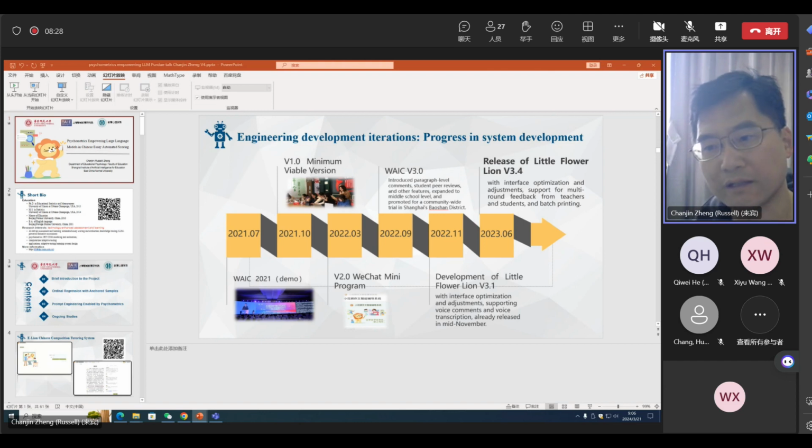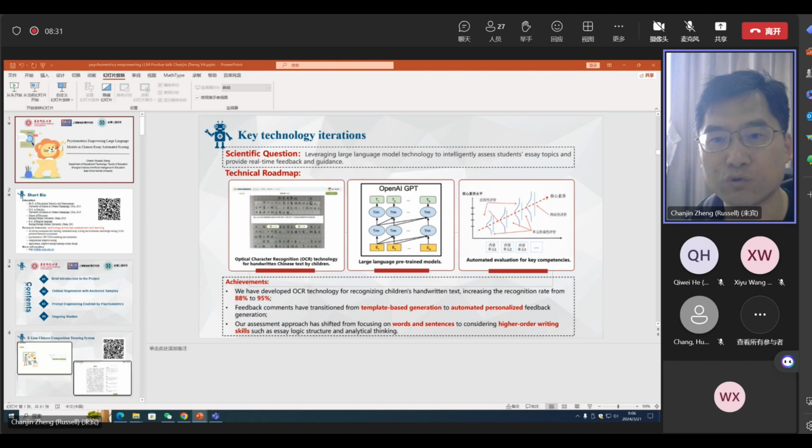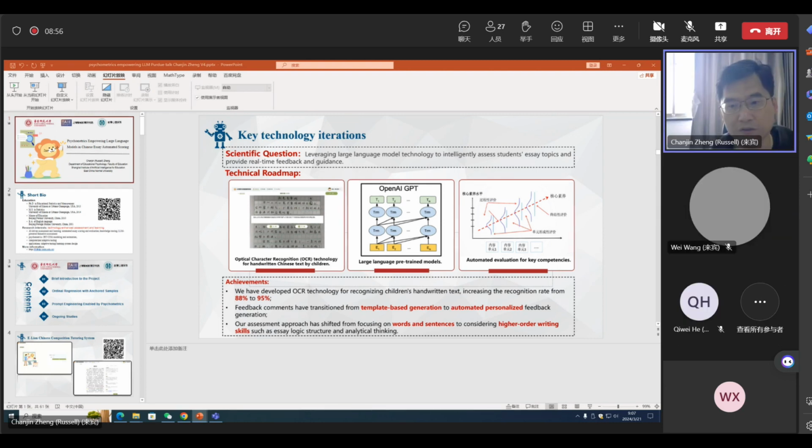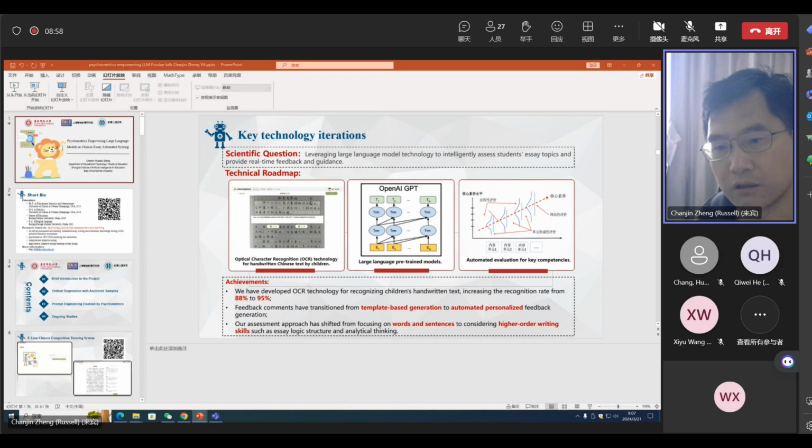This is the engineering part. And we also have the technology evolution here. Basically, we involve three technologies. The first one might be a surprise to you. It's called OCR, which means we have to recognize handwritten Chinese essays, because in China people still use paper and pencil. People do not want their children to go online or use the computer directly on a large scale. So we have to provide such OCR technology to do this.